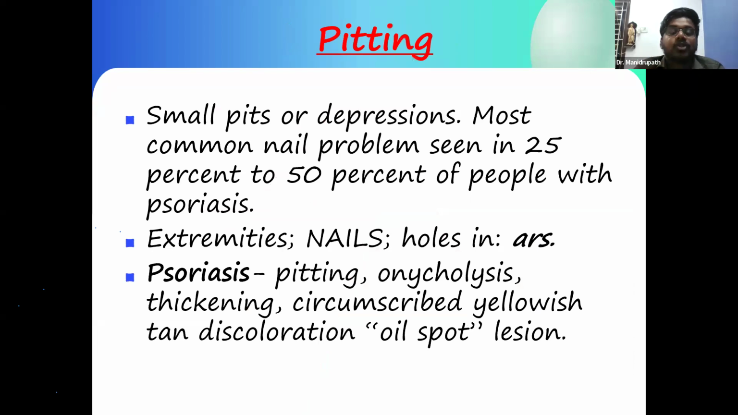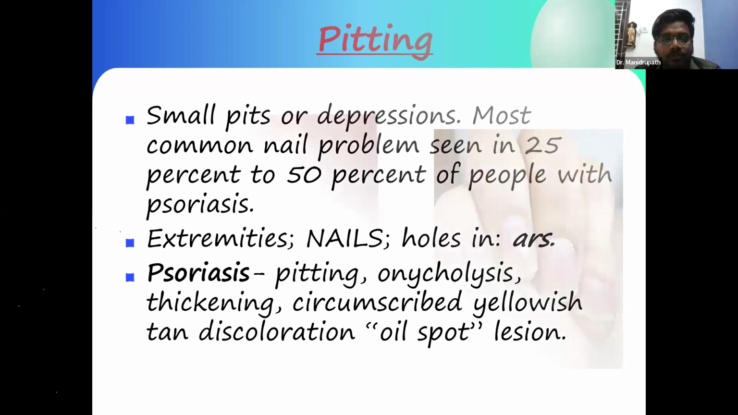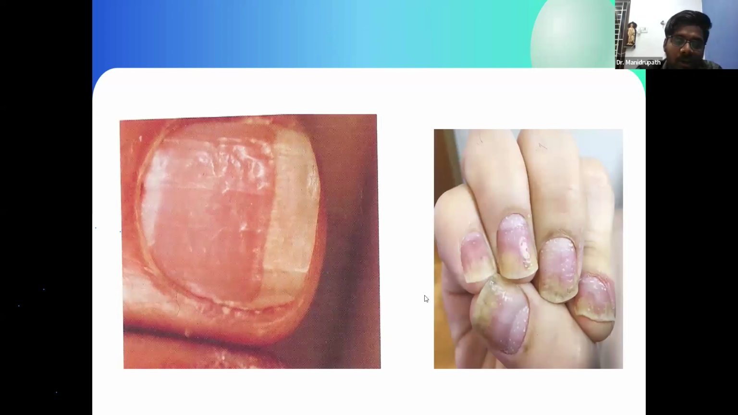Now, coming to pitting nails. Small pitting or depressions. The most common nail problem, seen in 25% to 50% of people who suffer with psoriasis. This is the beautiful understanding we made for you all. Whenever you are dealing with any type of psoriasis case, check if they have pitting nails. Extremities, nails, holes is arsenic. In psoriasis, there is a lot of pitting and onycholysis you can see in this remedy, with a lot of thickening and a lot of yellowish tan discoloration. It is more of oil spot lesions. See here, you can see oil spot lesions in these pitting nails. And these nails are especially found in the pathology of psoriasis.